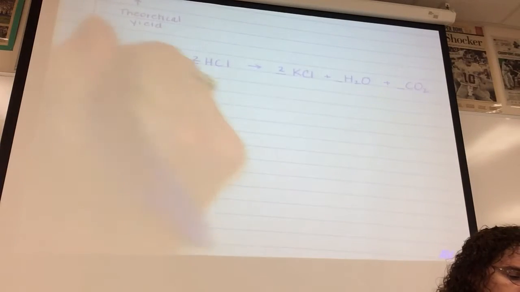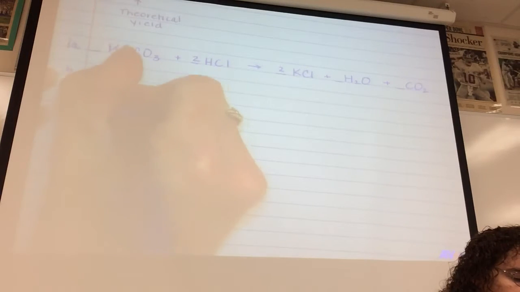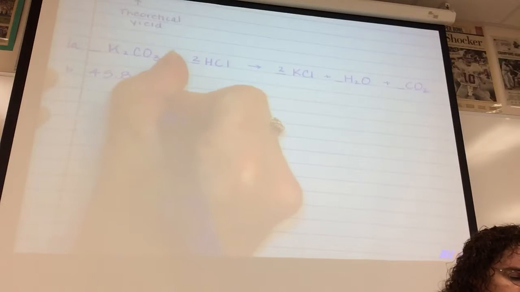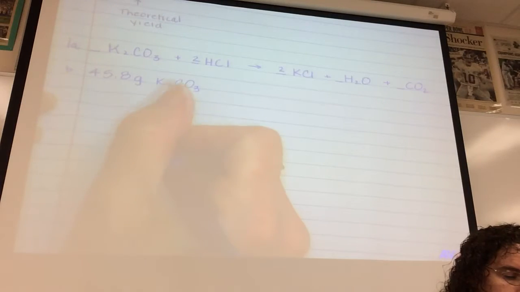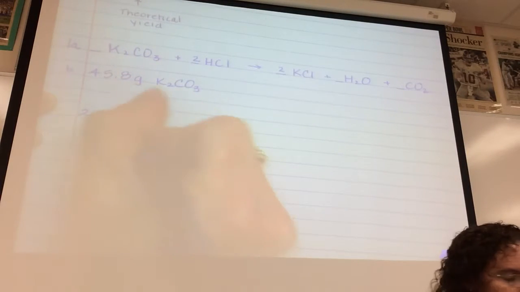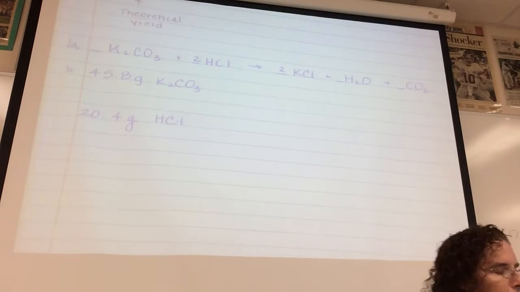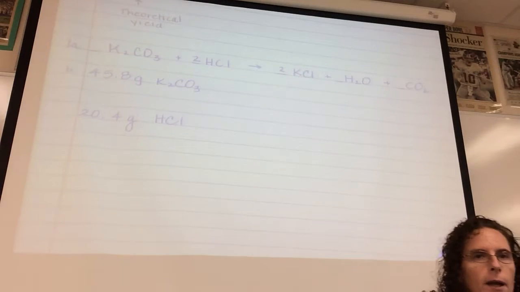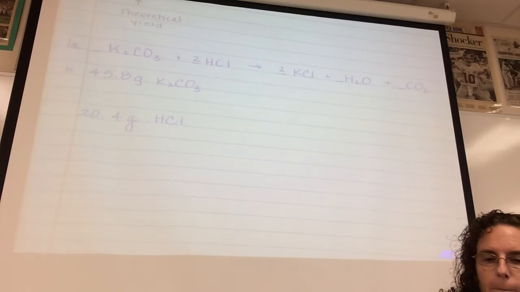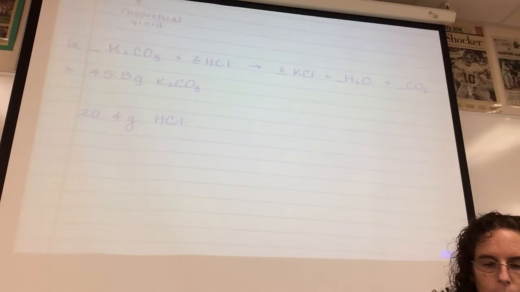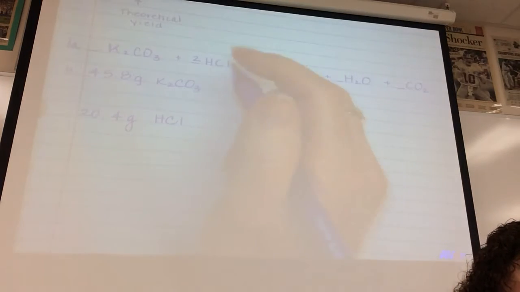That's 1A. In B, it says that you have 45.8 grams of potassium carbonate, and you have 20.4 grams of hydrochloric acid. And you want to know which reactant is limiting. When finding a limiting reagent, what must you compare? Moles.